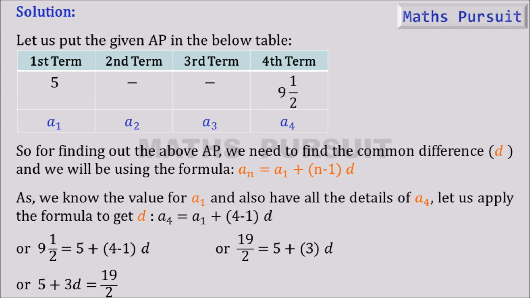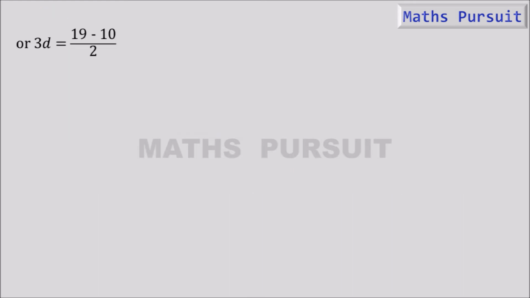This is nothing but just reverse the equation, right? Bringing right hand side to left hand side and bringing left hand side to right, just reversed it. Or 3D is equal to 19 by 2 minus 5, or 3D is equal to 19 minus 10 by 2, or 3D is equal to 9 by 2, or D is equal to 9 by 2 into 3, or D is equal to 3 by 2.